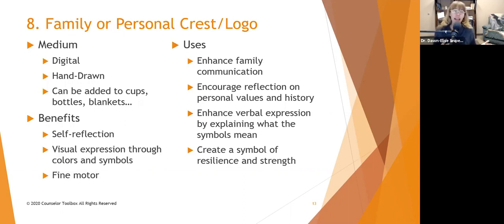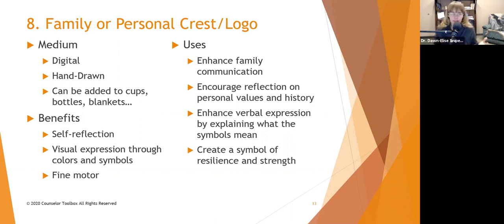Similar to the flag is designing a family crest or a personal crest or logo. If you were going to create a logo that represented you, and you know we do this for our businesses all the time, what would it look like? And you can do these digitally. You can hand draw them however you want to get that image out. And then once it's created, it can be added to cups, bottles, blankets, pretty much anything you can think of.